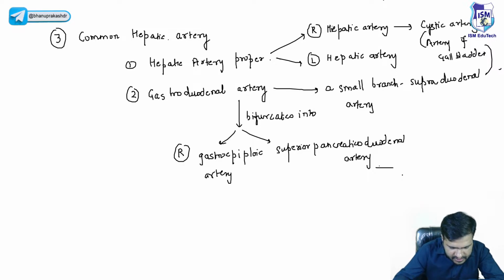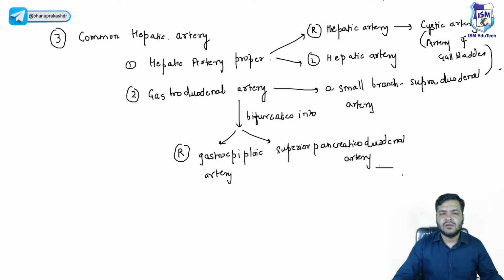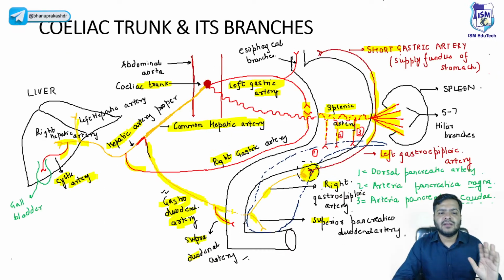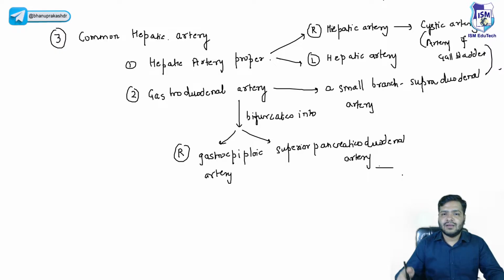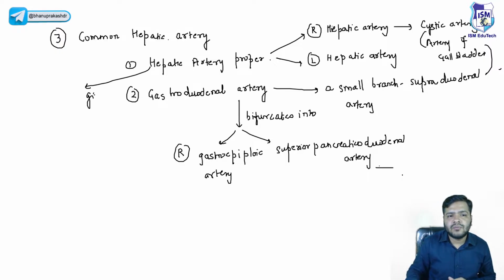I hope this is clear to everyone. So the common hepatic will divide into hepatic artery proper and gastroduodenal artery. The hepatic artery proper will also, in the majority of the cases, give rise to the right gastric artery.